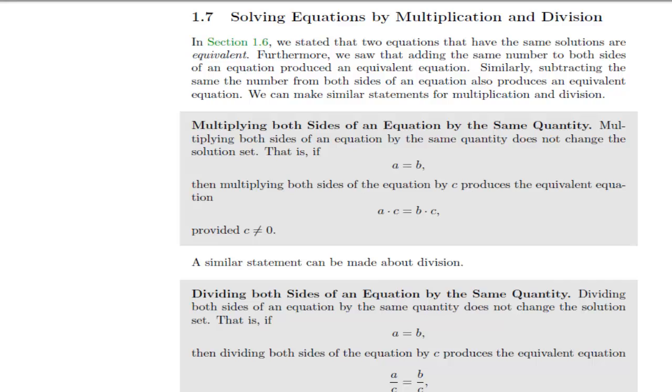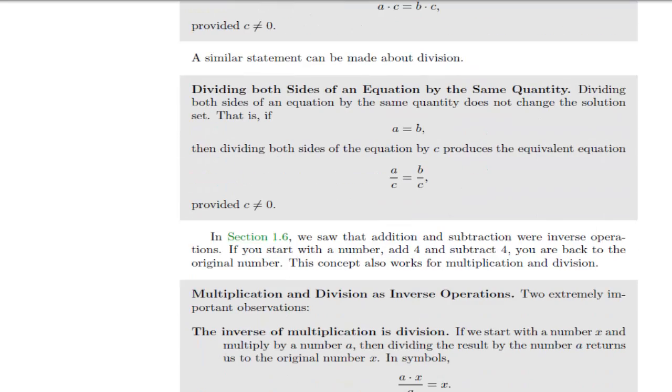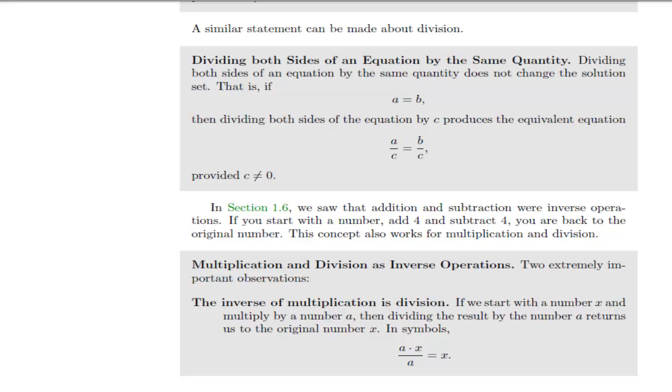That is, if A equals B, then multiplying both sides of the equation by C produces the equivalent equation A times C equals B times C, provided C is not equal to 0. A similar statement can be made about division. Dividing both sides of an equation by the same quantity does not change the solution set. That is, if A equals B, then dividing both sides of the equation by C produces the equivalent equation A divided by C equals B divided by C, provided C is not equal to 0.